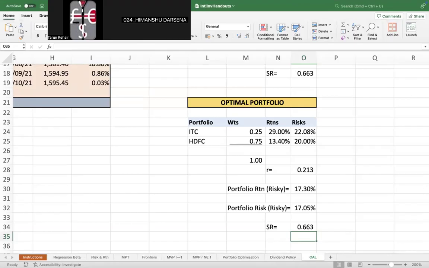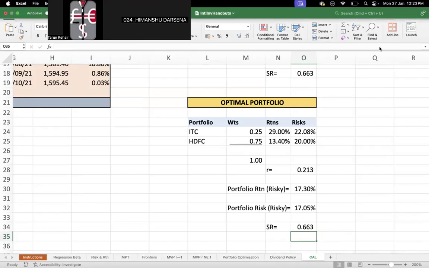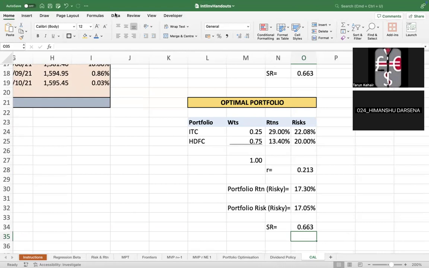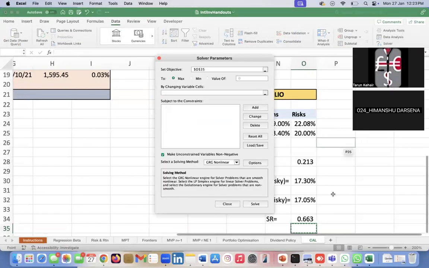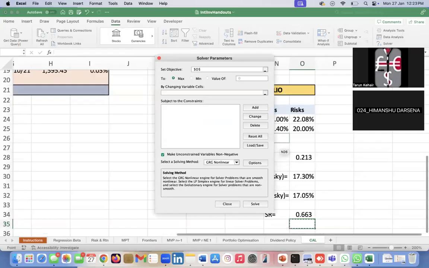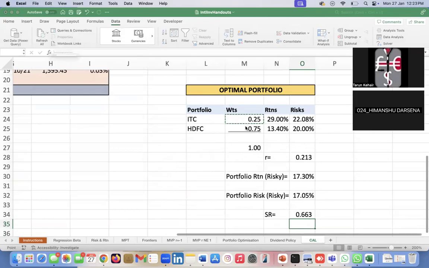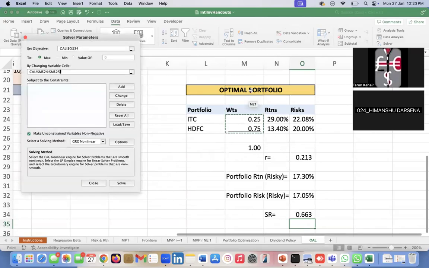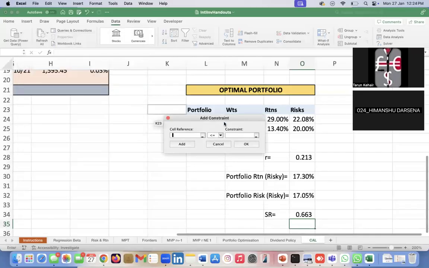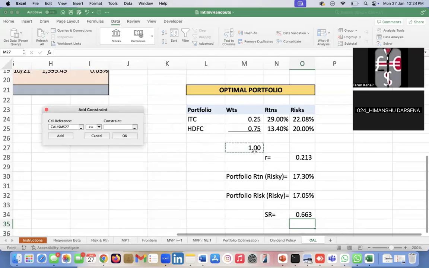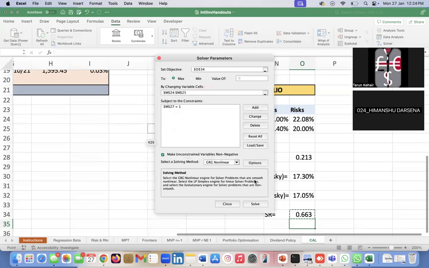For optimizing the portfolio, I can simply go to the data tab and Solver, and we set the objective as Sharpe's ratio, set it to maximum by changing the weights, right? And add a constraint that the sum of the weights is equal to 1. Press OK and solve.